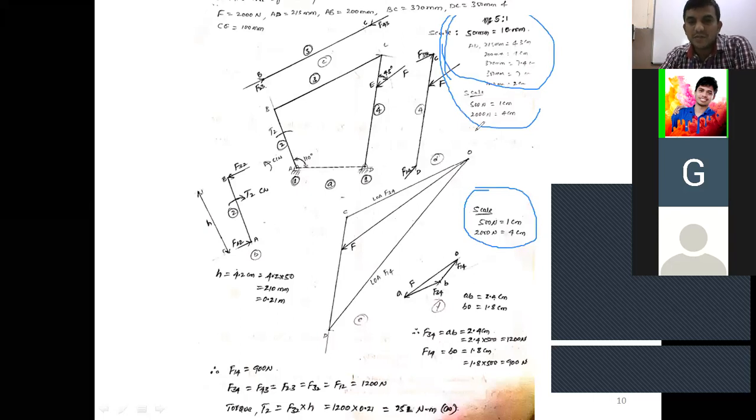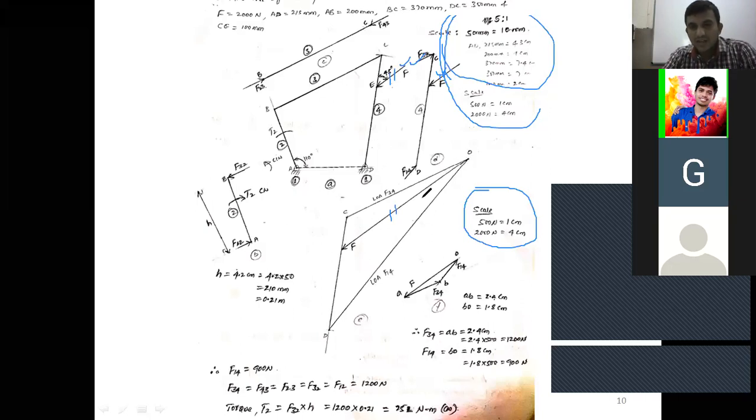Now consider link number 4. Why do we consider link number 4? Because we know the external force, both magnitude and direction. That's why we consider link number 4. Now we draw the free body diagram and force polygon for link number 4. From the point O, I draw a line parallel to the external force applied here, in that direction.